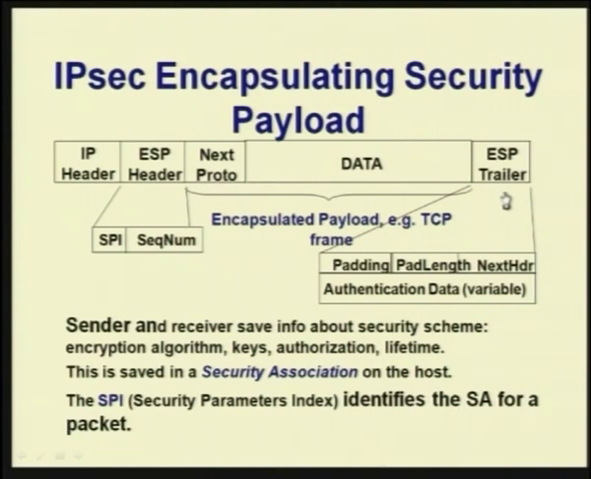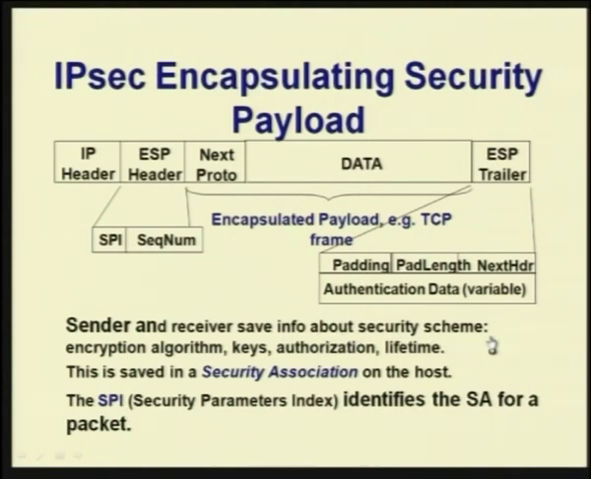If you look at the ESP trailer, this consists of a padding and a pad length, a next header field, and then you have an authentication data. The size of this is variable. So, you have an SPI and sequence number specified and then you have authentication data. Typically, the way the IPsec protocol expects you to use this feature is like this.